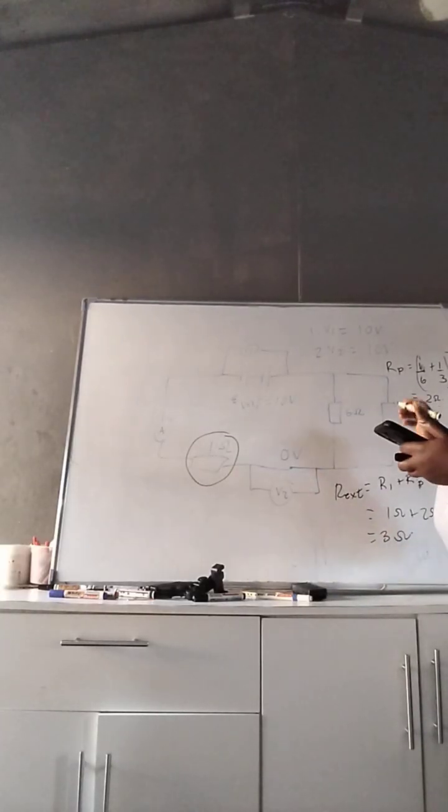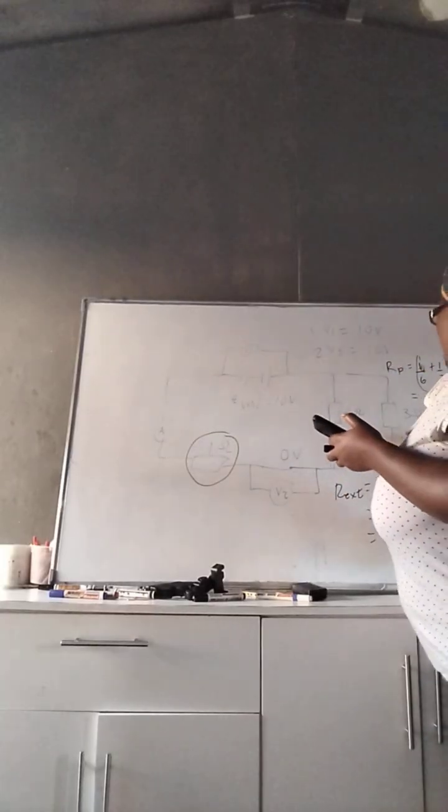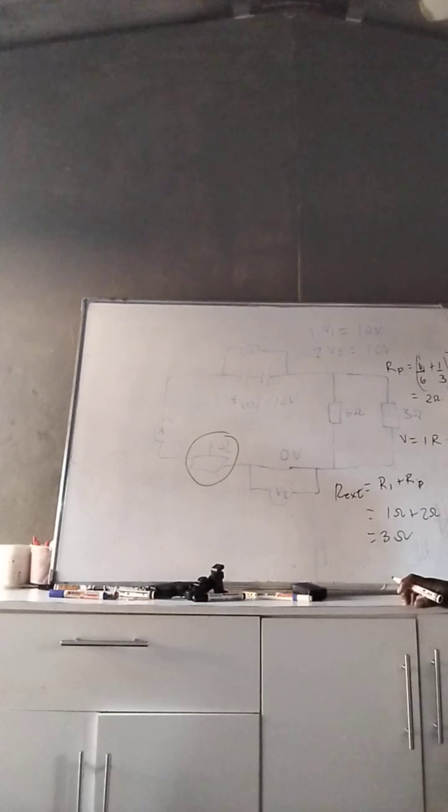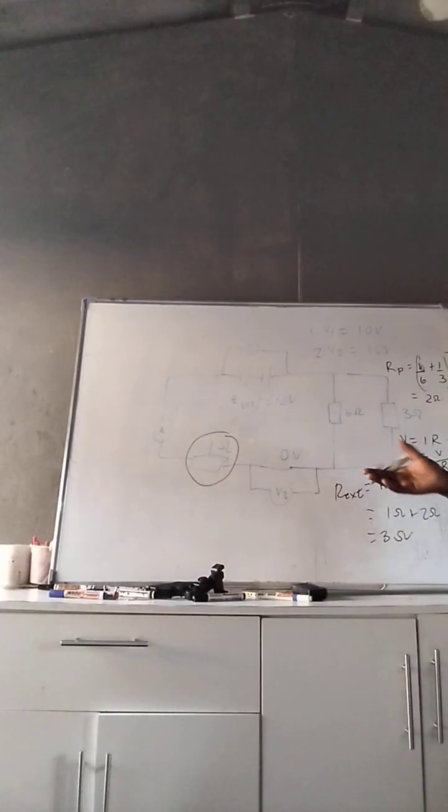So V is equal to IR, like that. We want the ammeter reading, so we are looking for the current. So current is equal to voltage over the resistance. So the voltage is what? 7.5, because they say there is a drop. So it's 7.5 divided by 3 ohms, and it's going to give us 2.5 amps. So that will be our ammeter reading there.